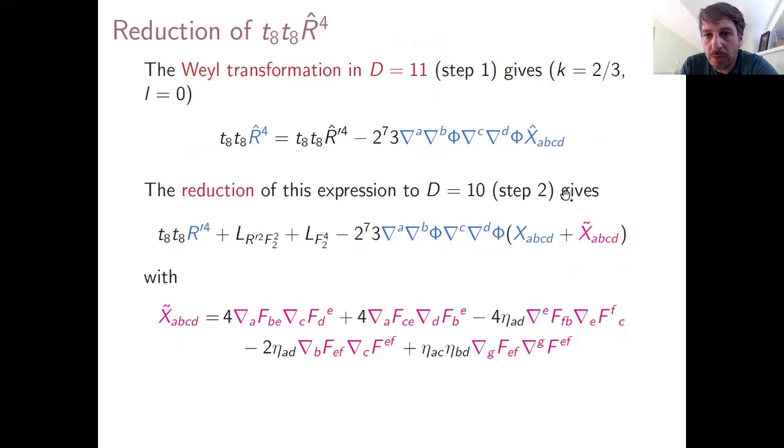Then we do the reduction, which is step 2. When you do that, you will generate some other terms. You find this will reduce to the T8 R4, of course, but it will also give you R squared F2 squared terms and F2 to the 4 terms, okay? Because this gives you the derivative of the Riemann 1-form, or the field strength of the Riemann 1-form.